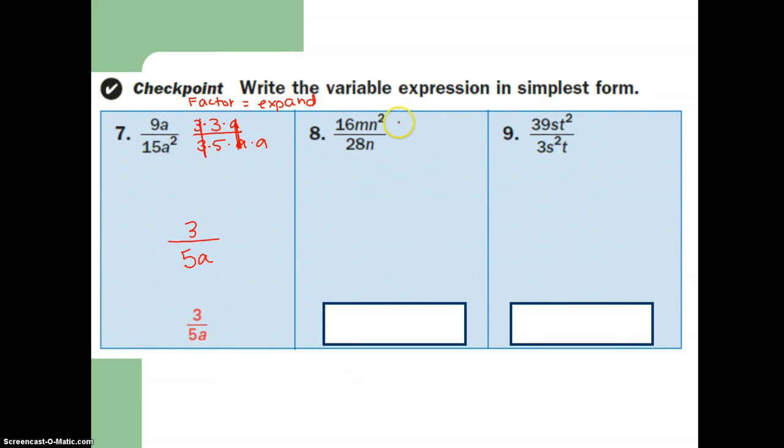For number 8, 16 divides, and you may need to do the factor trees, 8 and 2, which is 4 and 2, which is 2 and 2. So you have four 2's. An m and 2 n's. 28 is 4 and 7, 2 and 2. So 2 times 2 times 7, and then an n. Divide out the common ones. You're left with two 2's, an m and an n on top, a 7 and an n on the bottom. So yes, you can actually multiply 2 times 2, which is 4, mn over 7n.